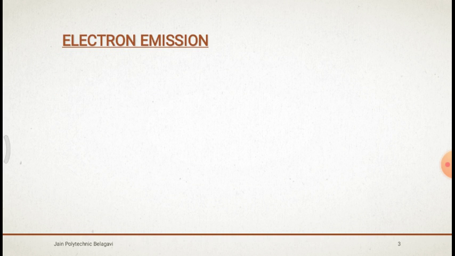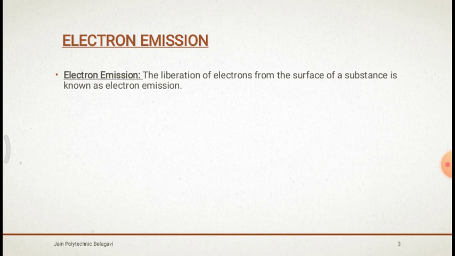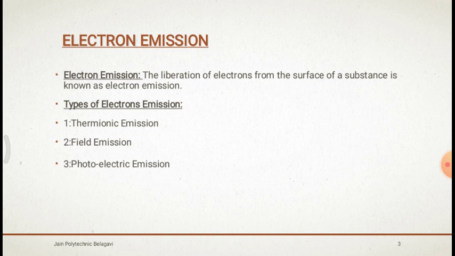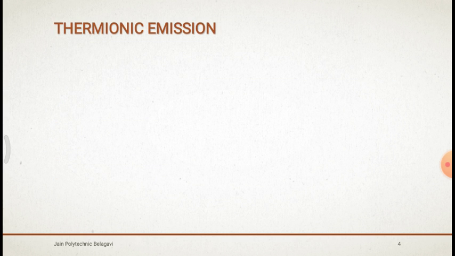What is the emission? Emission is nothing but liberation. What do you have to liberate? Electrons. So that is the definition of electron emission: the liberation of electrons from a substance is known as electron emission. Okay, what are the types then? Thermionic emission, next field emission, photoelectric emission, and next secondary emission. One by one we'll see in the coming slides of this video.